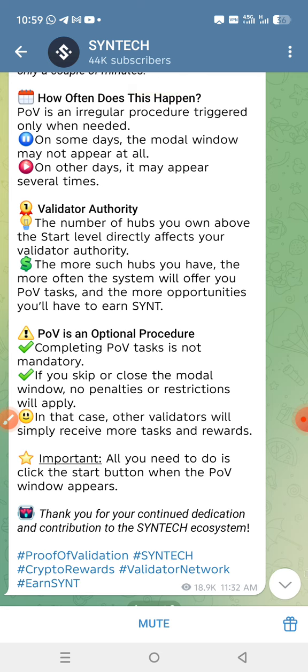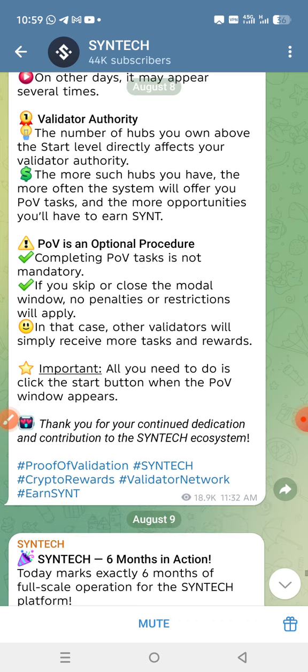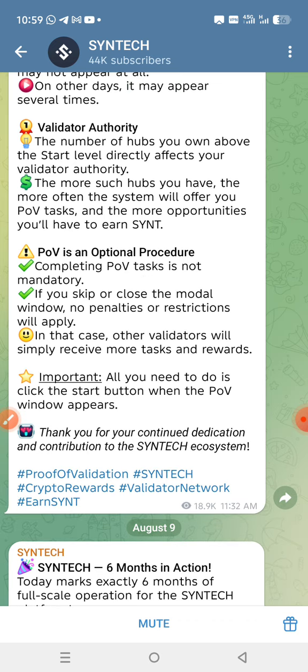Now, POV or proof of validation is an optional procedure. Completing a POV task is not mandatory. If you skip or close the modal window, no penalties or restrictions will apply. In that case, other validators will simply receive more tax and rewards.